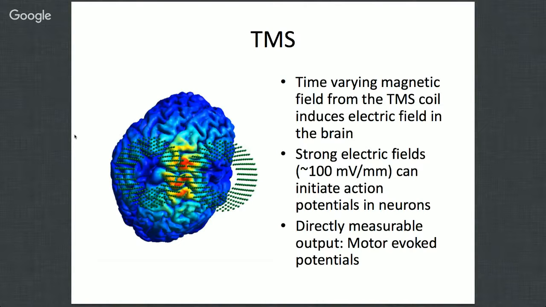Electric fields are pretty strong for TMS, about 100 millivolts per millimeter. That's strong enough to depolarize neural membranes and cause action potentials. For example, if you put it over the motor cortex, it can make your finger twitch. It's one of the most commonly used areas, and that is the big advantage: it has a directly measurable output, for example motor evoked potentials.